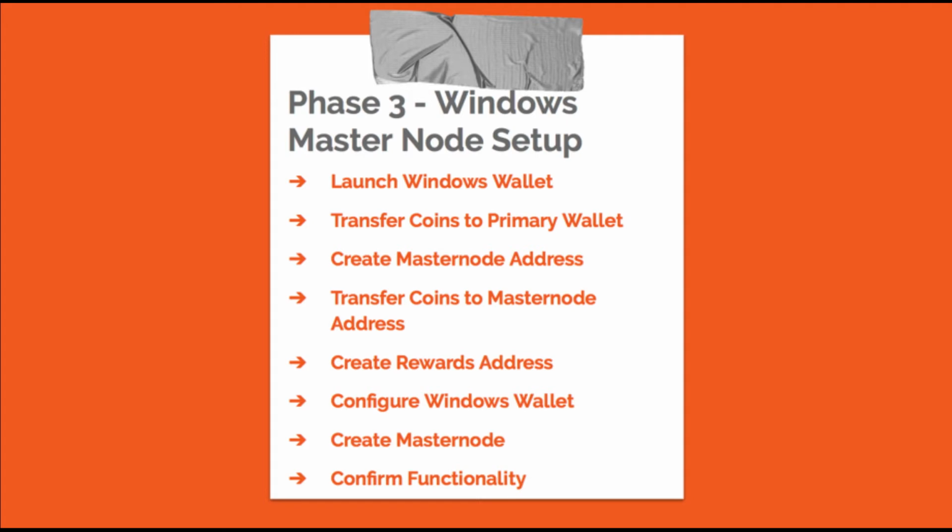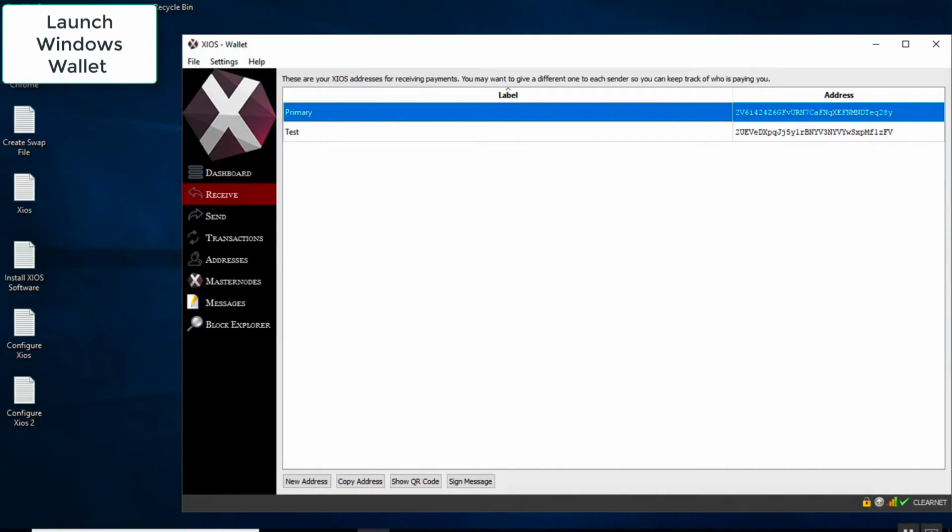Welcome to Phase 3, where we will set up your Windows Masternode. This step follows the VPS setup in Phase 2. Go ahead and launch your Windows wallet. We set this wallet up during Phase 1.